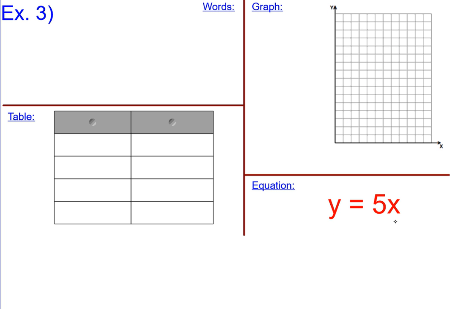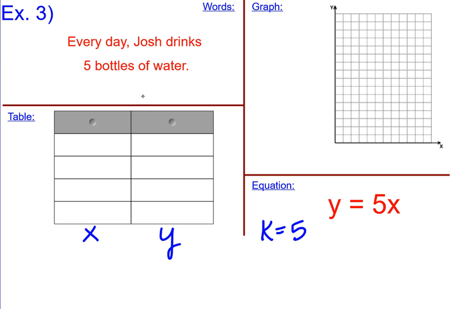We're going to start with an equation where we've got y equals 5x. And what we know from reading this equation is that we have a constant of proportionality of 5. In other words, whatever I choose to pick for my story, whatever my x is, I'm going to multiply it times 5 to get to my y, to get to my dependent variable. Well, let's start with a story because I always like that. We could say every day Josh drinks 5 bottles of water.